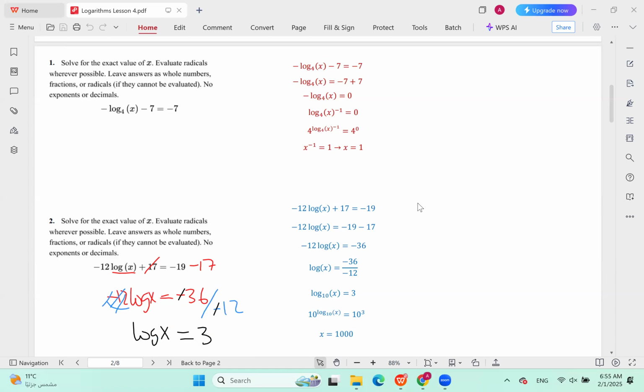If we have a log without a base, we can always add the base of 10 here. So we know that if we raise both of these terms as powers of 10, we can get rid of the log. So 10 and log base 10 cancel out. So we have x equals 10 to the power of 3, which is of course 1000. And this solves the problem for us.